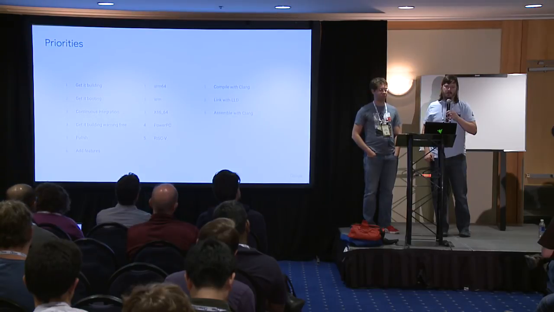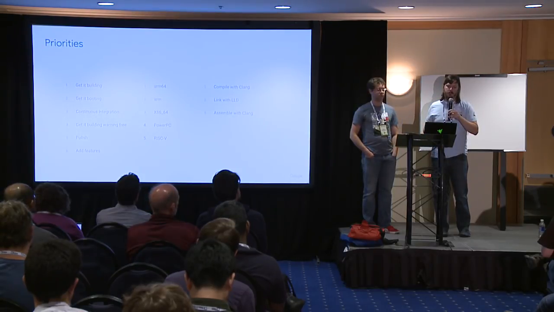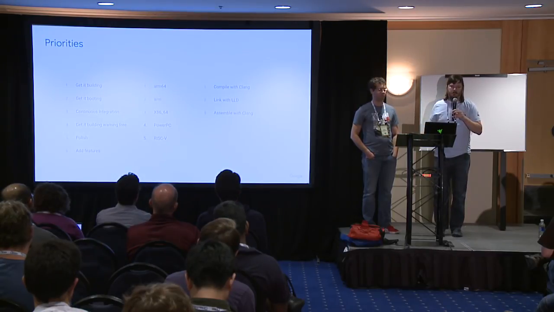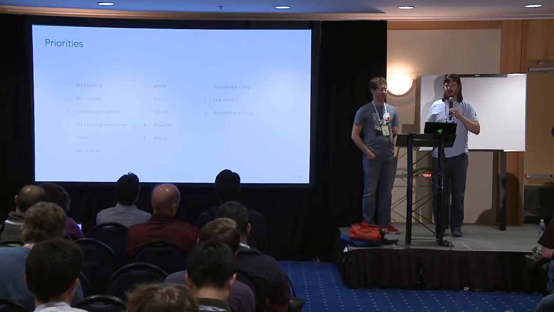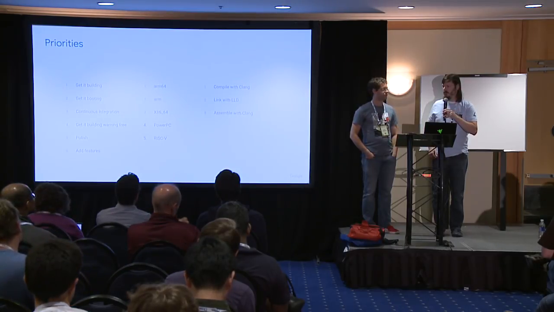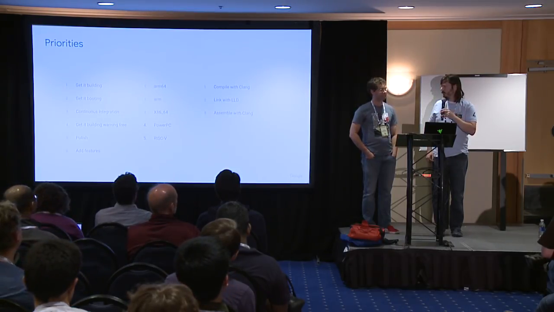Likewise, within Google, we've been mostly prioritizing ARM and x86-64. There's been some interest in both PowerPC and RISC-V. I believe RISC-V is mostly from the hobbyist community. I don't believe we're working on that.